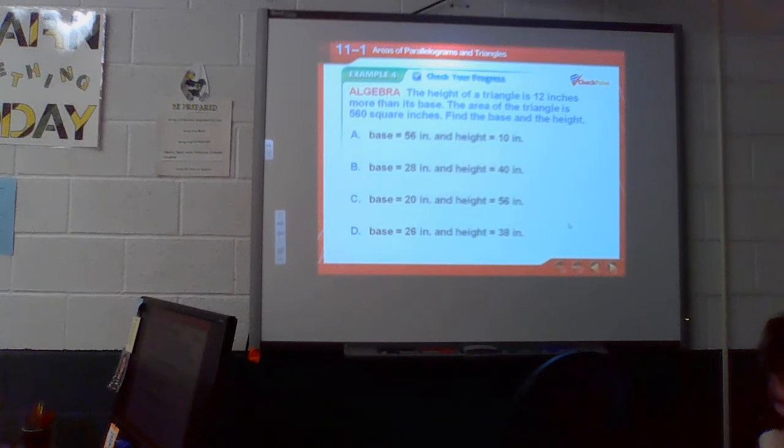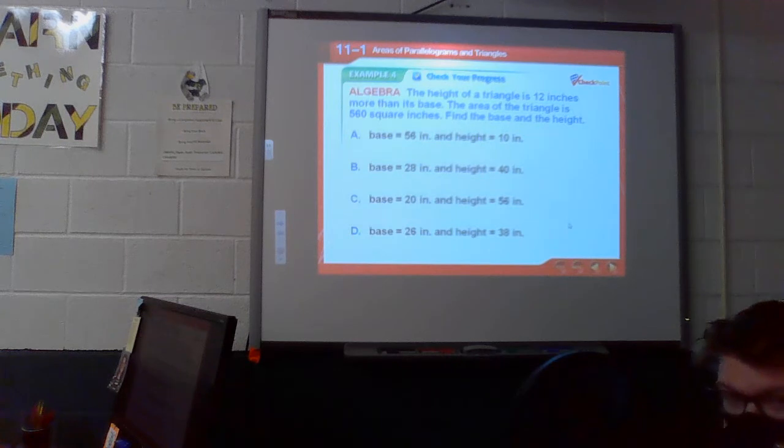If I'm going to do this one right here, I'm going to say that x equals my base. It really doesn't matter which one I do this to. I could make x my height, but I'm going to make it my base. So my height then is represented as what? How would I represent my height if my base is x? X plus 12. And now what do I do with those two things to find the area of the triangle? Multiply them. X times x plus 12 is equal to what?